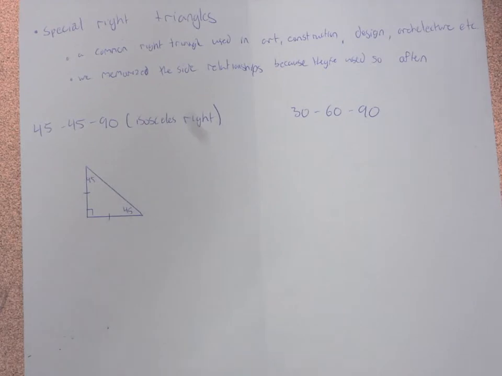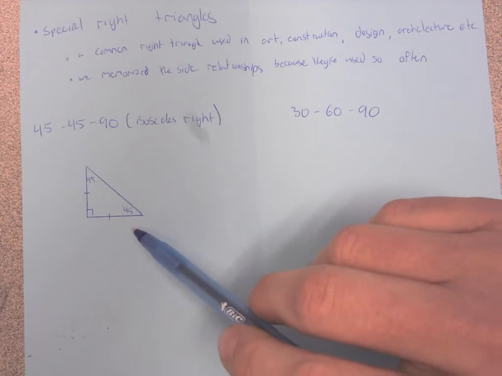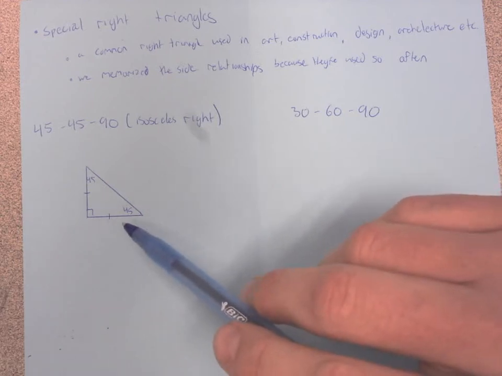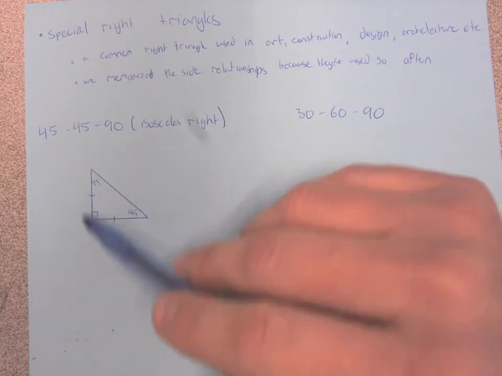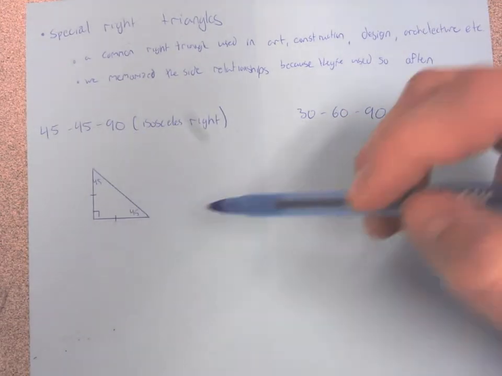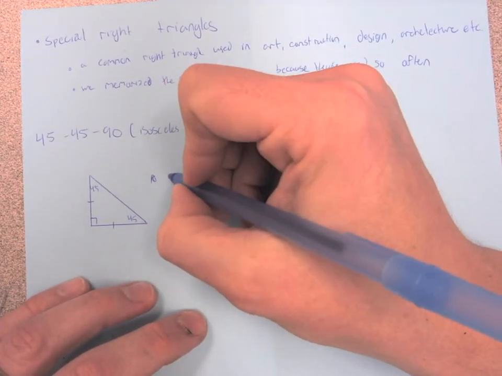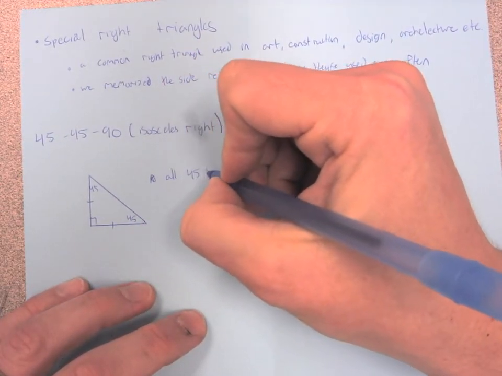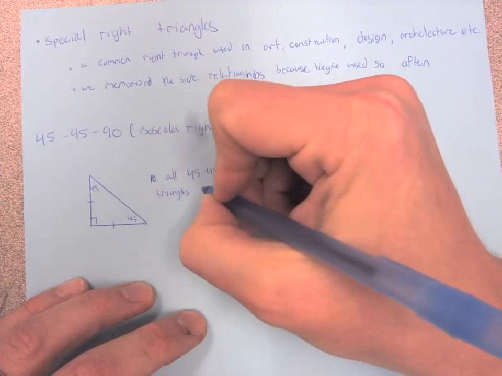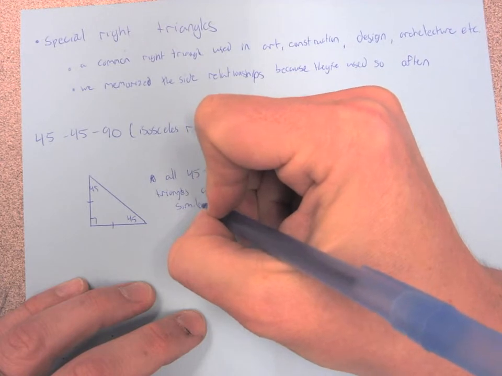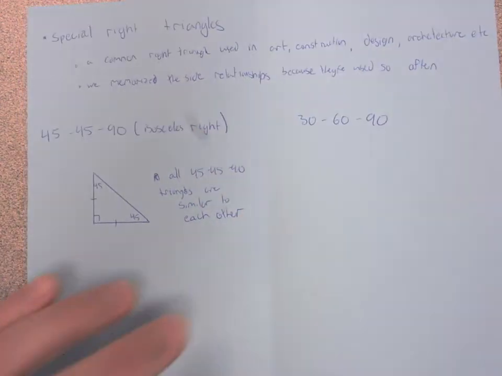Another key idea is that every 45, 45, 90 triangle will be similar to all the other ones because they all have the same angles. If I had a bigger 45, 45, 90, it would be similar to this because, again, all the angles are the same. So I'm going to make myself a little note here that all 45, 45, 90 triangles are similar to each other.